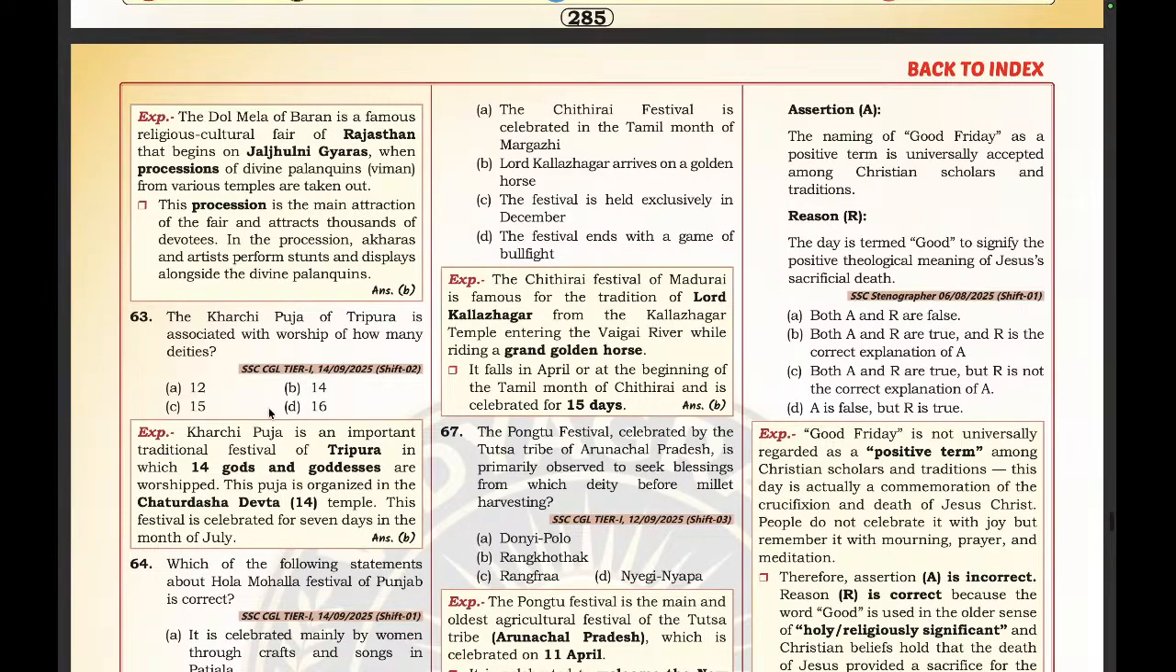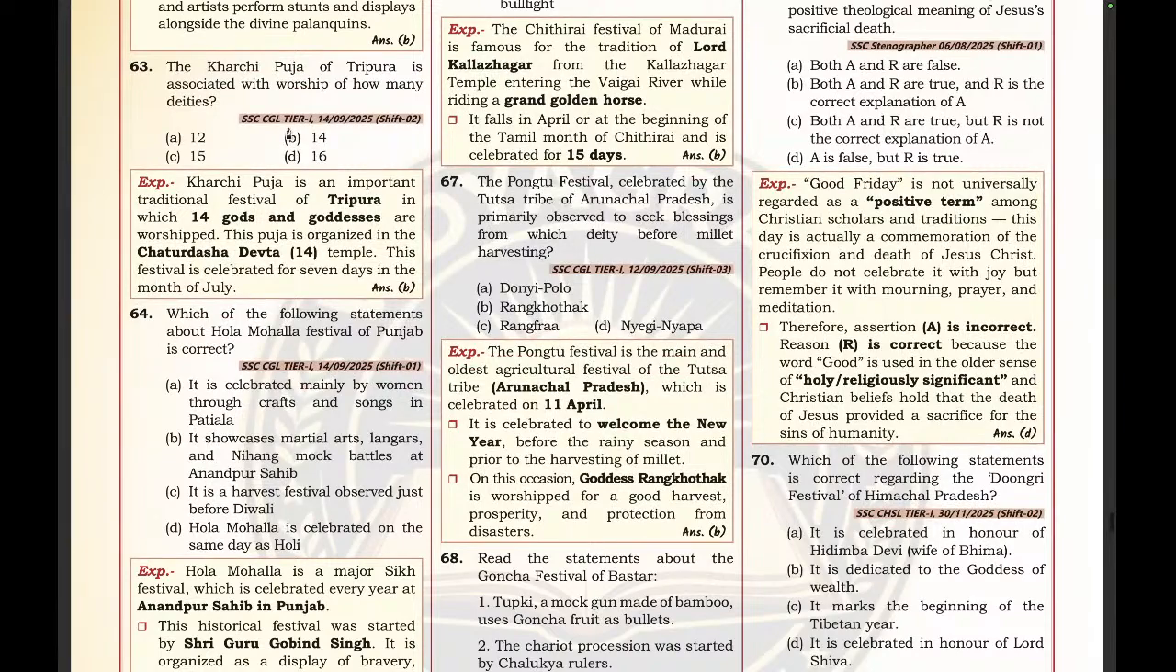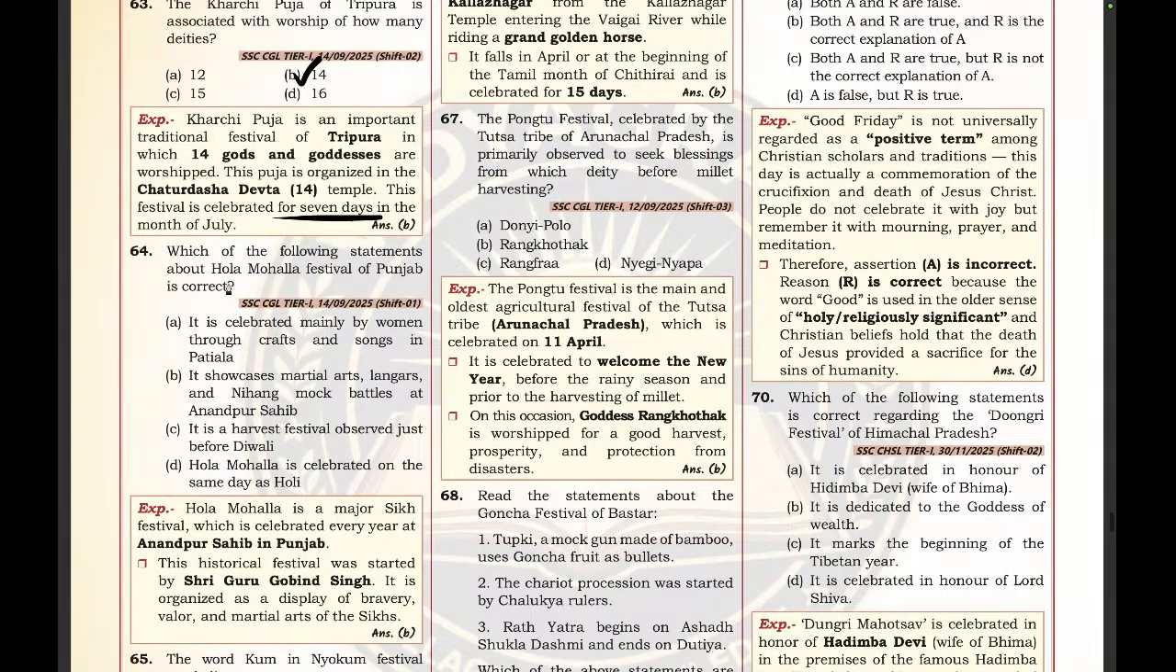Okay. For how many deities is Kharchi Puja held? We just read it, it is for the 14 deities. Okay. Chaturdash Devta, they are known as, and the festival is celebrated for 7 days in the month of July. Okay. Which of the following statements about the Hola Mohalla festival of Punjab is correct? So, which of the following is correct for the Hola Mohalla festival?